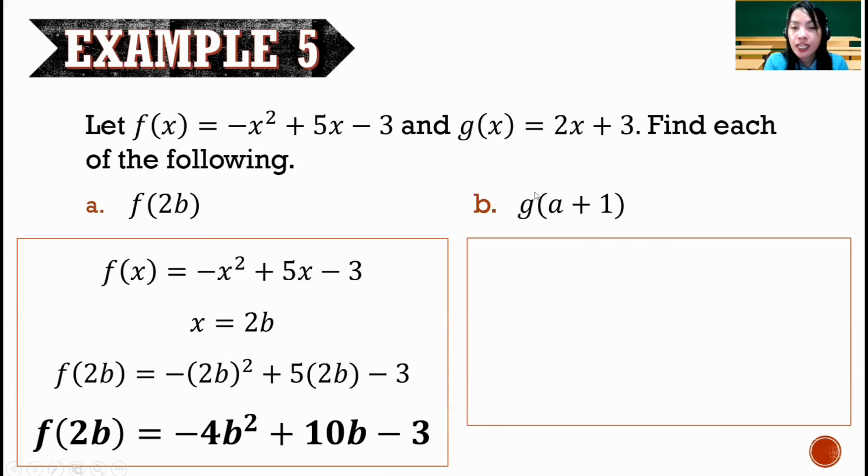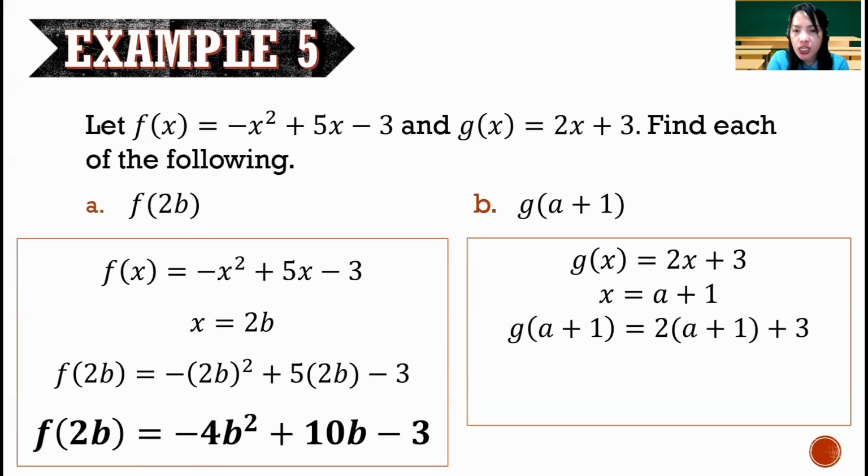What about in letter B? In letter B, the name of the function is g, and the variable x has a value of a plus 1. We have to take note that the value or the function is g of x equals 2x plus 3. Ang value ng x dito sa letter B ay a plus 1. So, isa-substitute lang natin siya dun sa mga variable x. Aalisin natin yung x at papalitan natin ng a plus 1. That will be g of a plus 1 equals 2 times the quantity a plus 1, which is the value of x, plus 3.